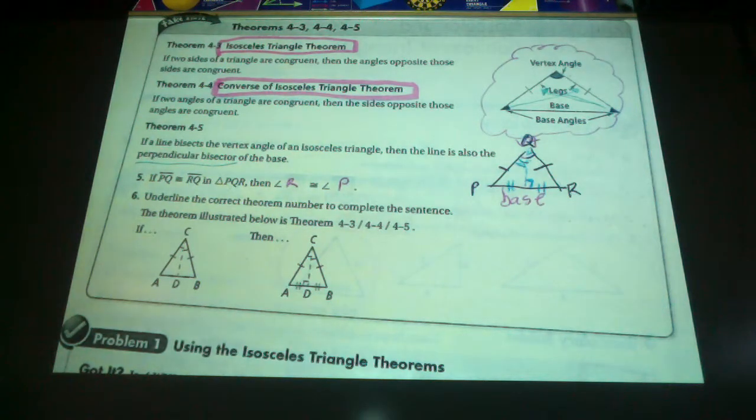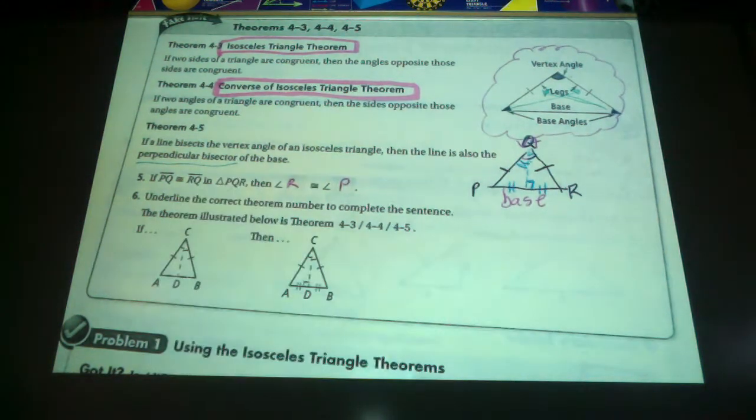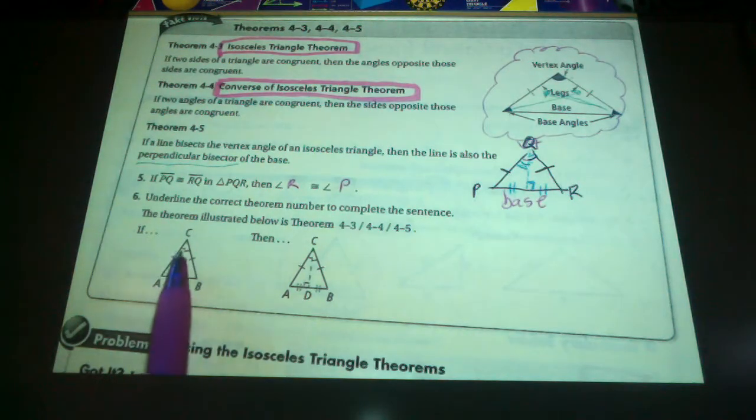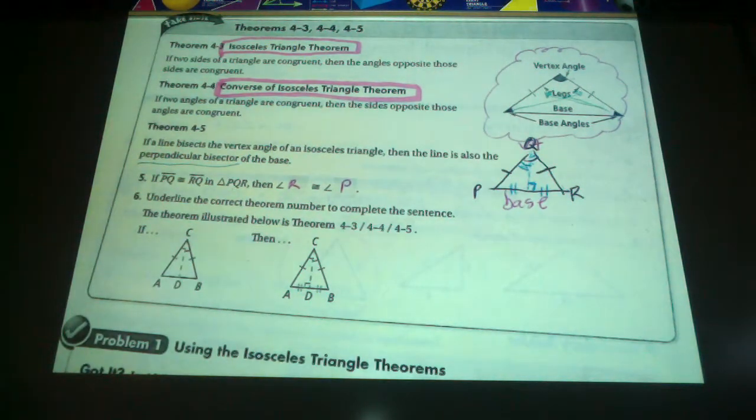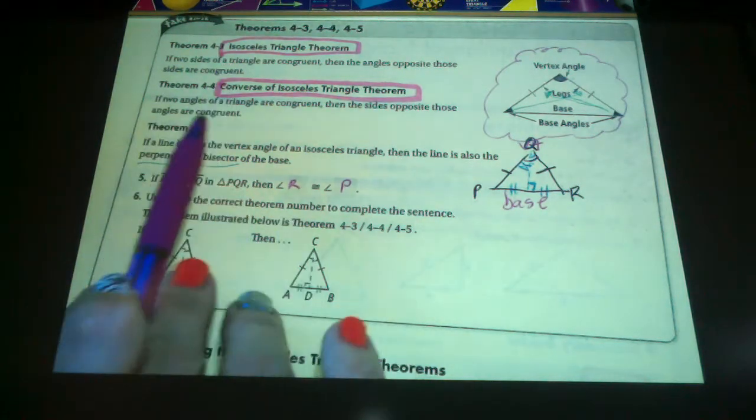Underline the correct theorem number. Well, I don't have to memorize theorem numbers. I'd be writing the theorem, but we'll go with what we have above. What's being illustrated here? You have a line that is cutting that angle into two equal pieces. Is it 3, 4, or 5?